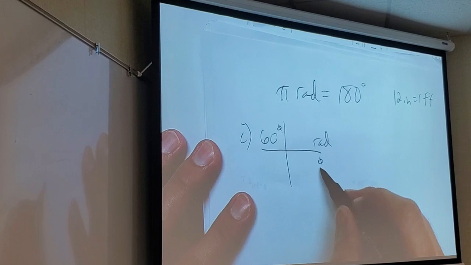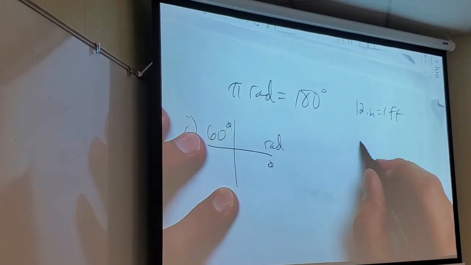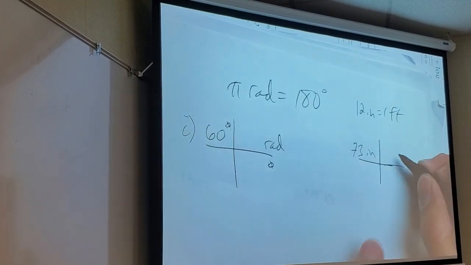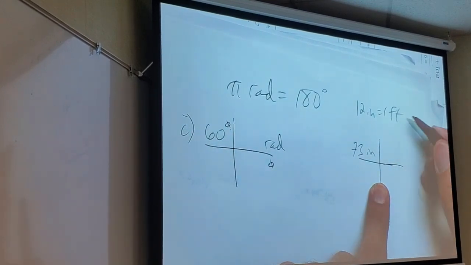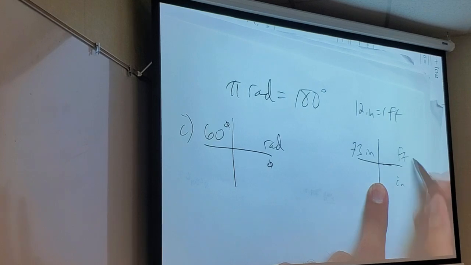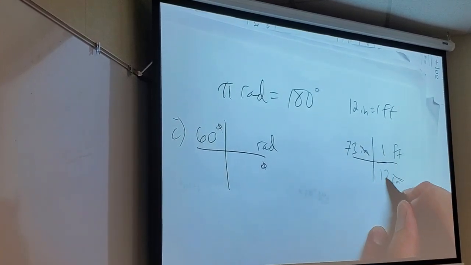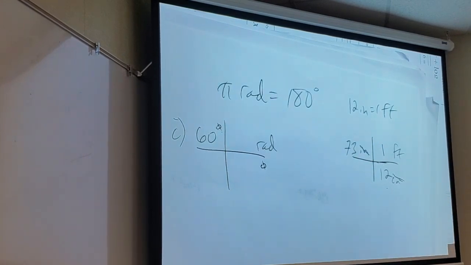Does this make sense? By the way, real quick. If I had 73 inches of wood, right? And I want to convert it to feet. Don't I want to get rid of inches and go to feet? Yeah. So then 1 foot is 12 inches, so I would divide these two. And that would tell me how many feet of lumber I've got.